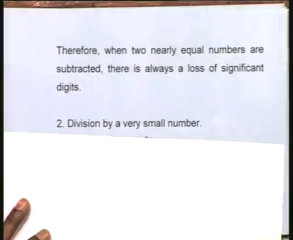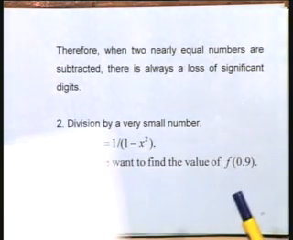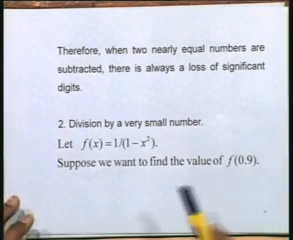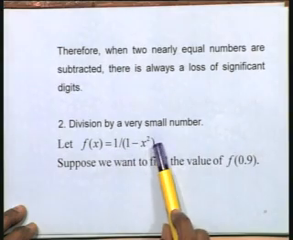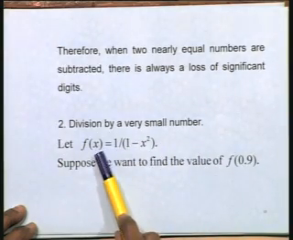The second example that comes is division by a small number. When we divide by a very small number, then also we are going to have a tremendous amount of error in the problem. Let us illustrate it with a very simple example. Let us suppose we want to evaluate the function f(x) equal to 1 upon 1 minus x square. Suppose we want to find the value of f at 0.9.